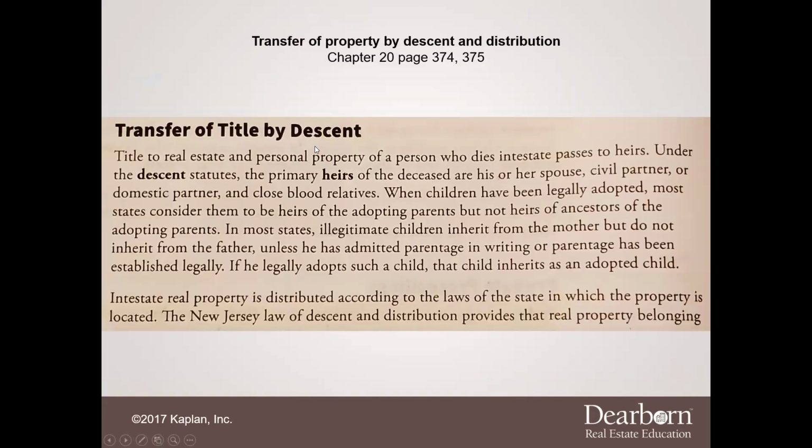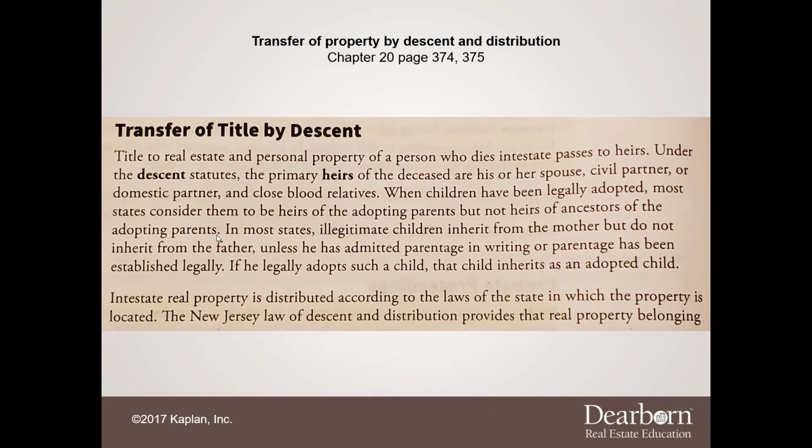Transfer of title by descent. Let's see how that works. Descent and distribution. Sorry, got to get a sip of my go-go juice coffee here. Let's see. So title to real estate and personal property of a person who dies intestate passes to their heirs. Under the descent statutes, the primary heirs of the deceased are their spouse, civil partner, or domestic partner, and close blood relatives. When children have been legally adopted, most states consider them to be heirs of the adopting parents, but not heirs of the ancestors of the adopting parents.